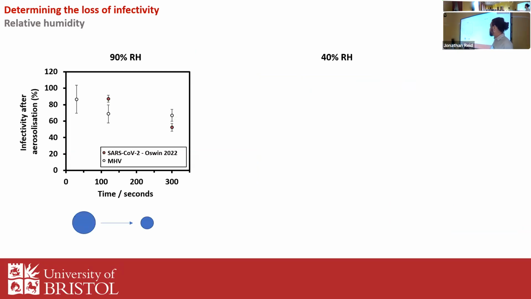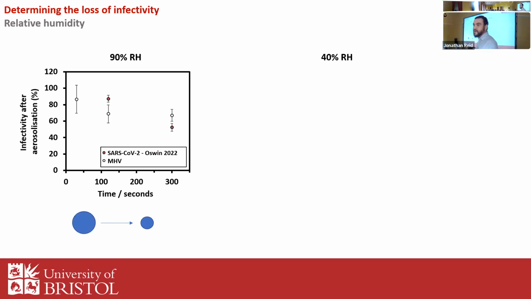So we have infectivity against time, and this is comparing SARS-CoV-2 with MHV. So MHV is mouse hepatitis virus. It's a safe surrogate for SARS-CoV-2. It's kind of what we used in the early days of the pandemic. It's a coronavirus. And this is at 90% RH.